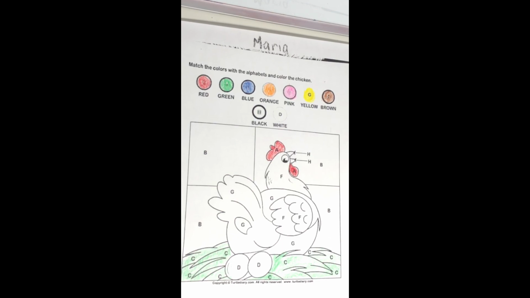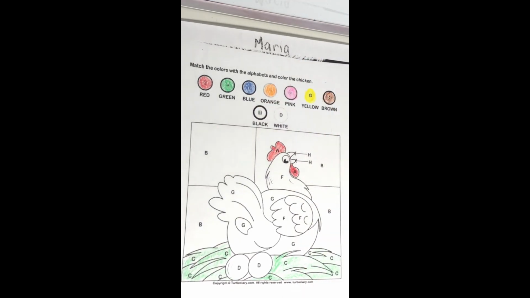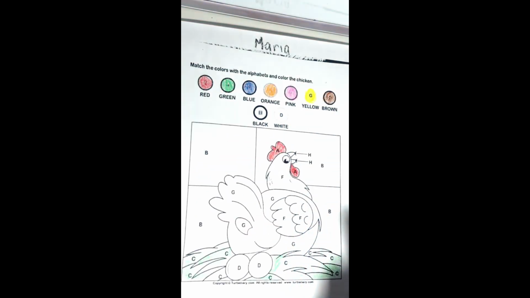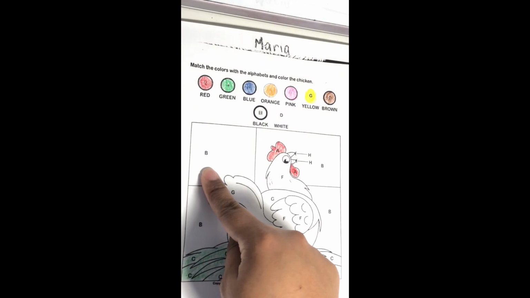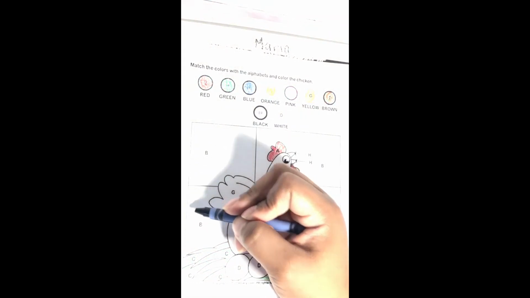Our next color is gonna be the color blue. You're right. So our letter B is gonna be our blue. So I see the letter B here. So let's go ahead and count how many we have. 1, 2, 3, and 4 bees. Let's go ahead and color them real quick.